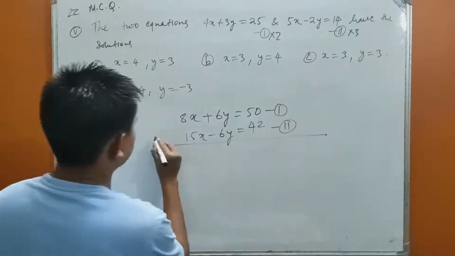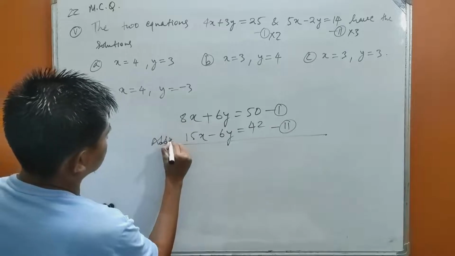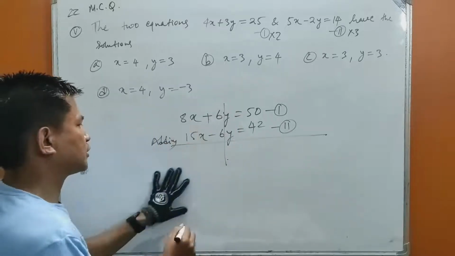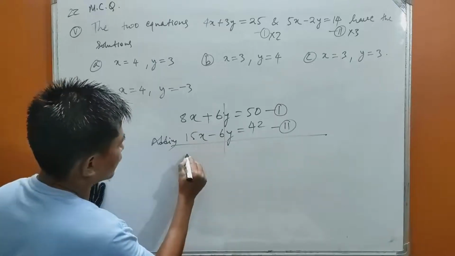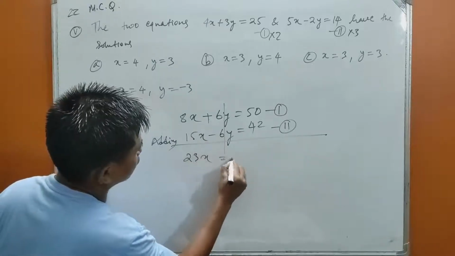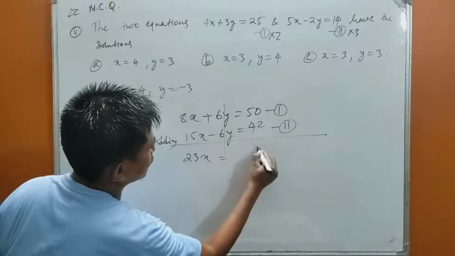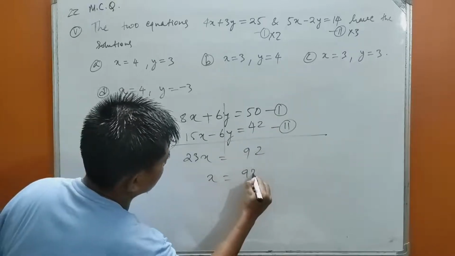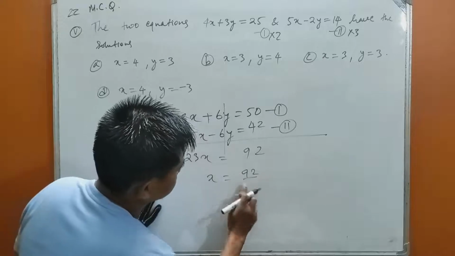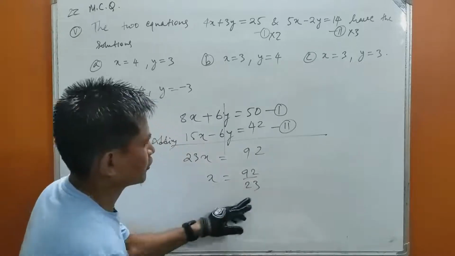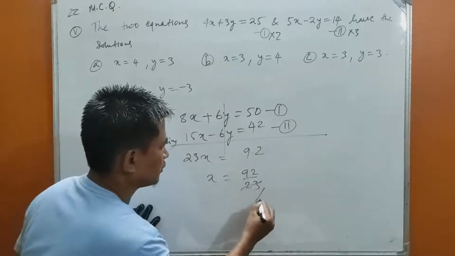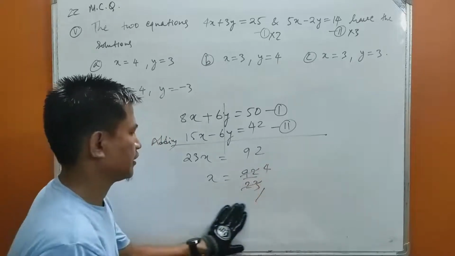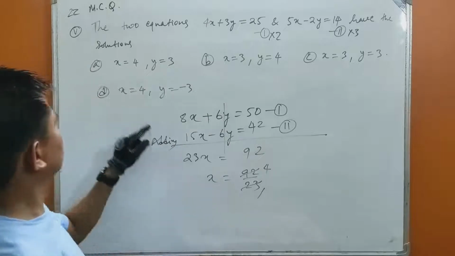So adding, we get plus 6y and minus 6y cancels out. 15 plus 8 is 23, isn't it? 23x equal to 50 plus 42, which is 92. So x equals 92 upon 23. 23 4s are 92, isn't it? So the value of x is 4.